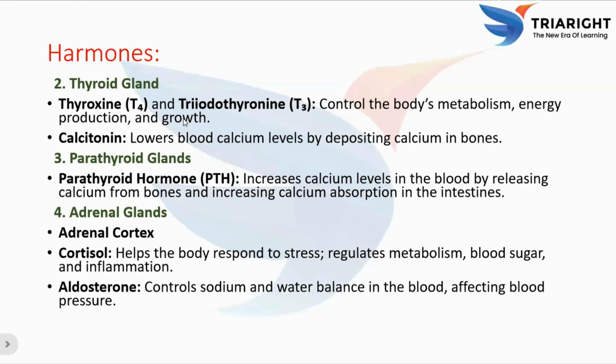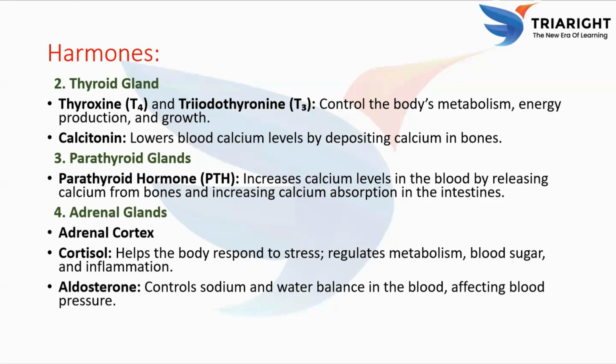Thyroxine, T4, and triiodothyronine, T3. These are the main thyroid hormones. They control the rate at which the body uses energy, also known as metabolism. So they help in growth, body temperature regulation, and energy production.